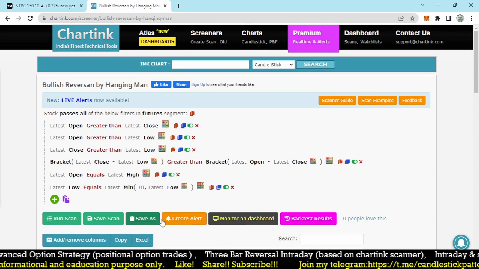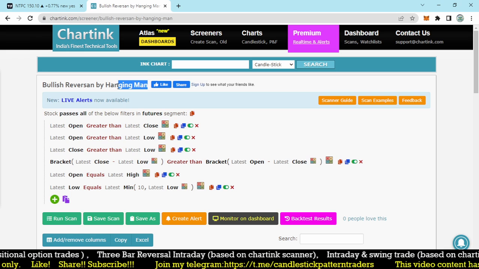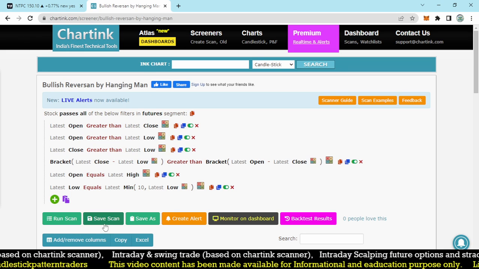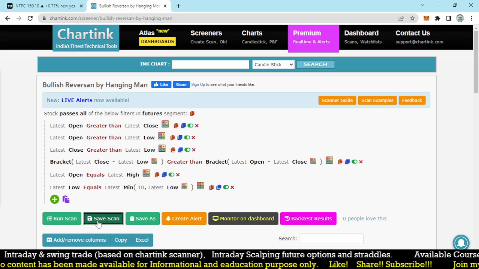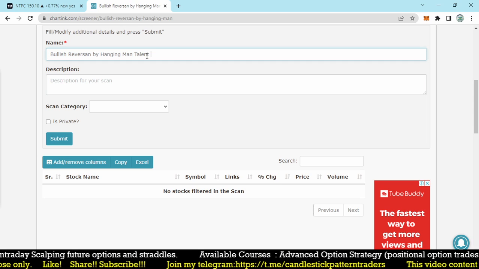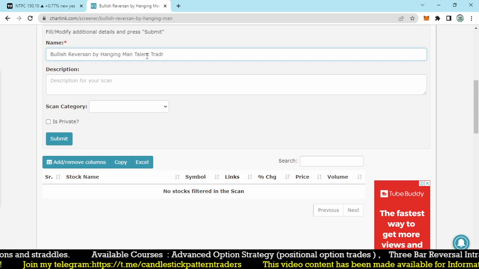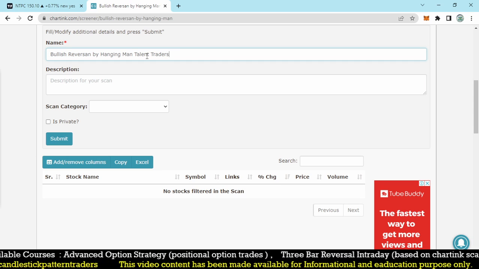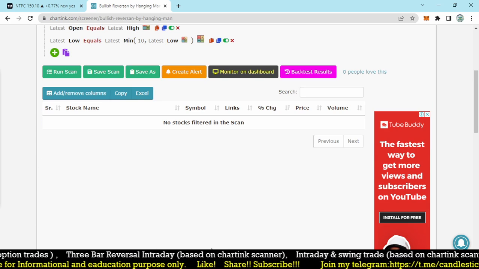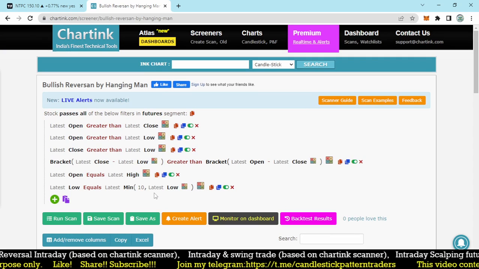This was the scanner you can copy. This was the name you can search for. You can copy it, or search for the name and you will find the scanner, or I will share it on the Telegram channel.